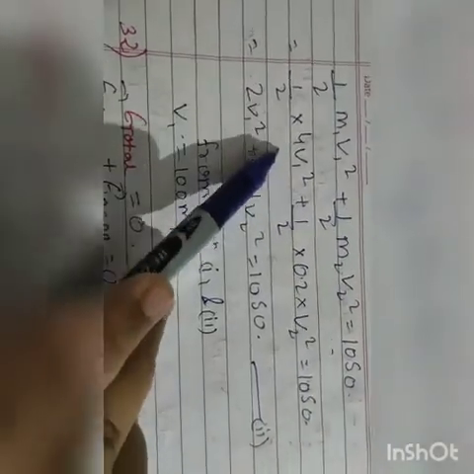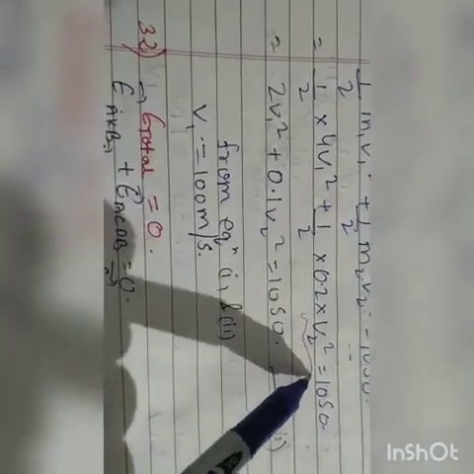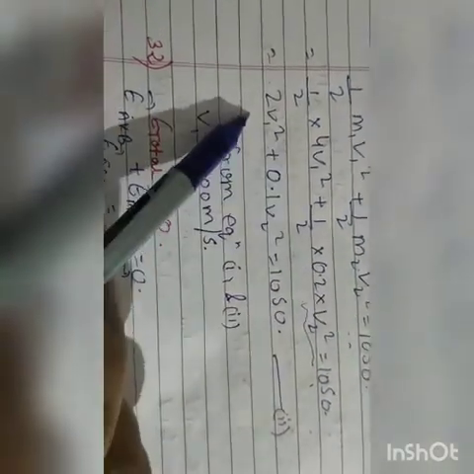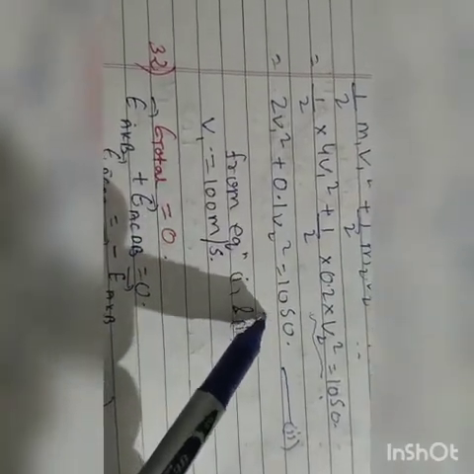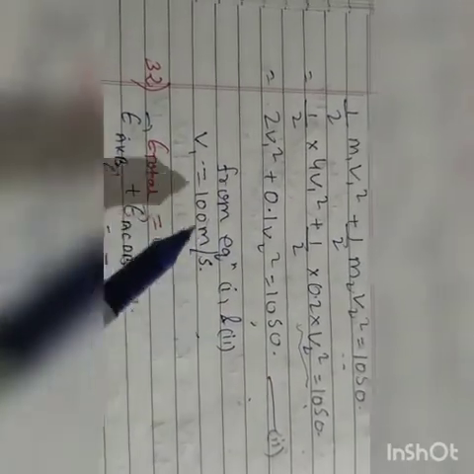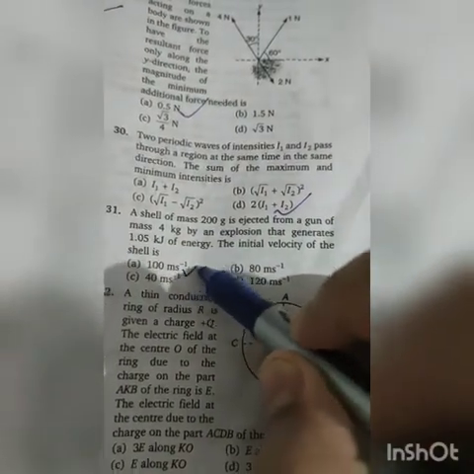So half into 4 v1 square plus half into 0.2 v2 square is equal to 1050. So 2 v1 square plus 0.1 v2 square is equal to 1050. So that is equation 2. So from equation 1 and equation 2 we get v1 is equal to 100 meter per second. So correct option is 0 meter per second.